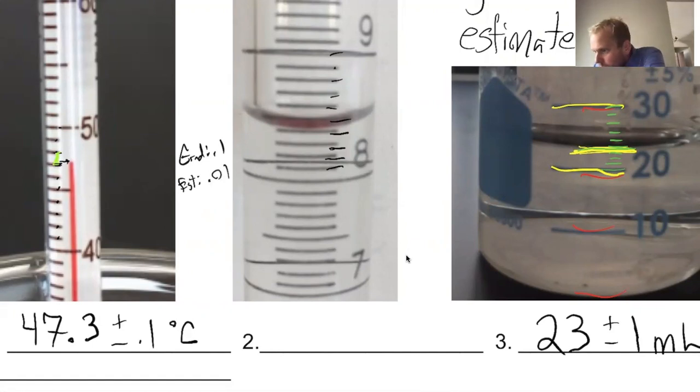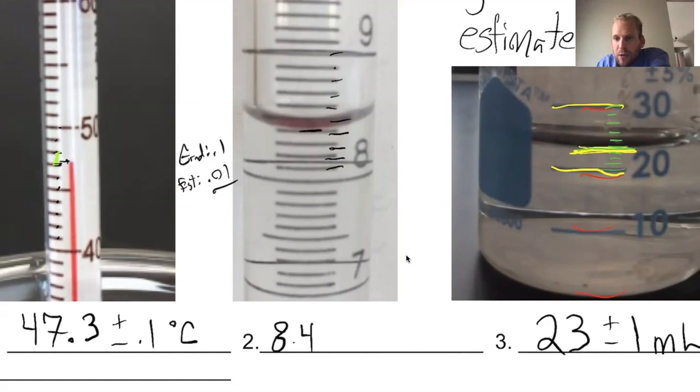So what two lines does it fall between? 8.1, 8.2, 8.3, 8.4. It's between 8.4 and 8.5. It's going to be 8.4 something. Okay, now we make our estimate. It has to be an increment of the hundredths. We're looking at the bottom of the meniscus. Right there, bottom of the meniscus.